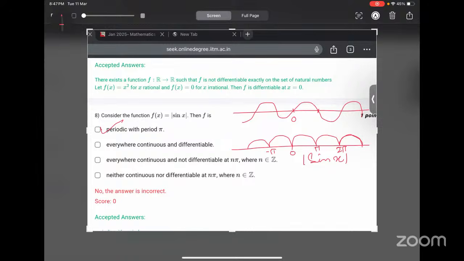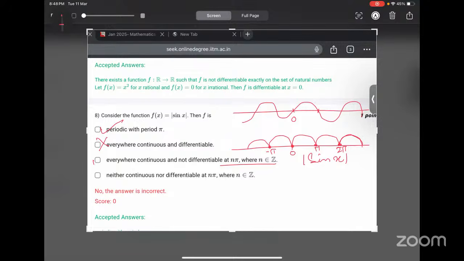It is continuous but not differentiable because it has a sharp edge at every intersection with the x-axis. At every point, right? Every point on the x-axis. That means it is not true. Everywhere continuous and not differentiable at n pi, where n belongs to Z. Agree? Agree with this option? Yes, ma'am.